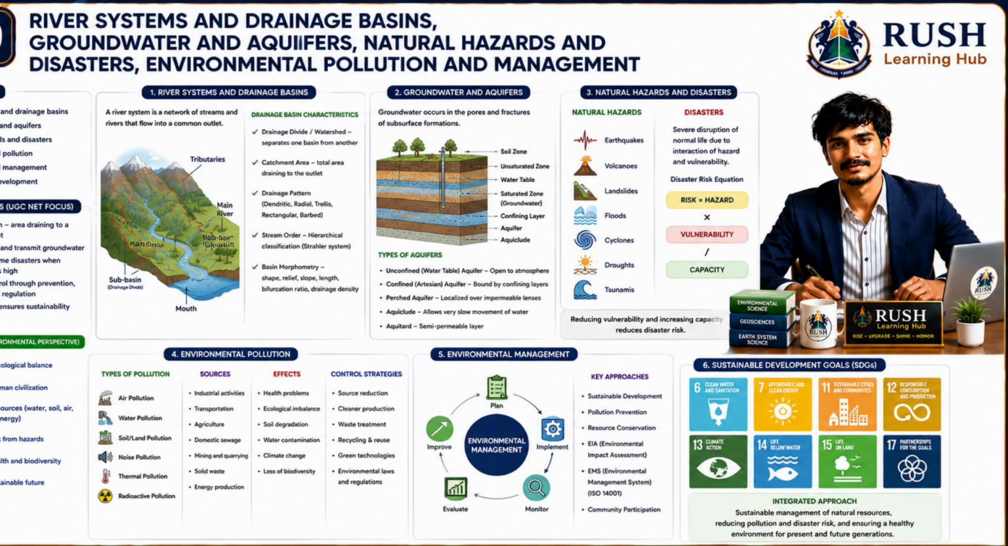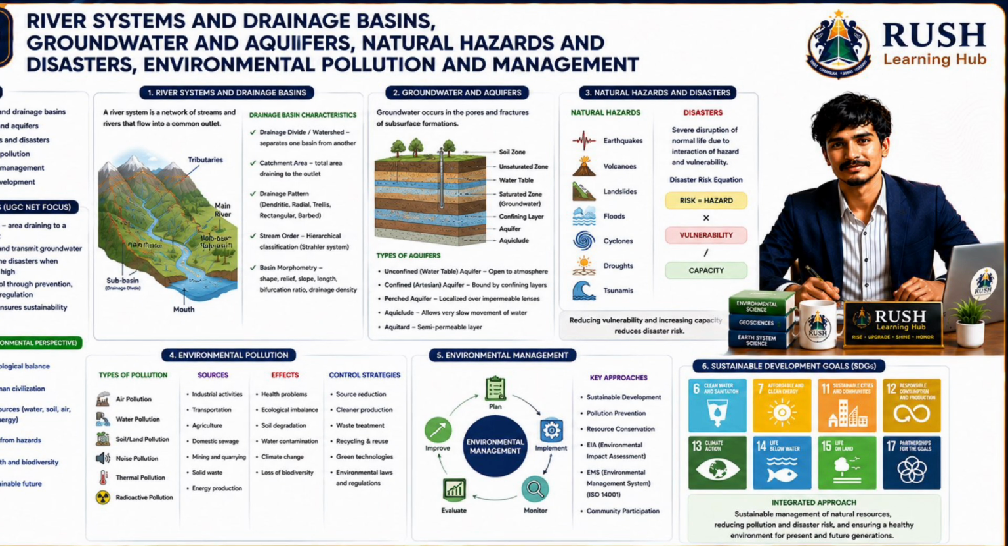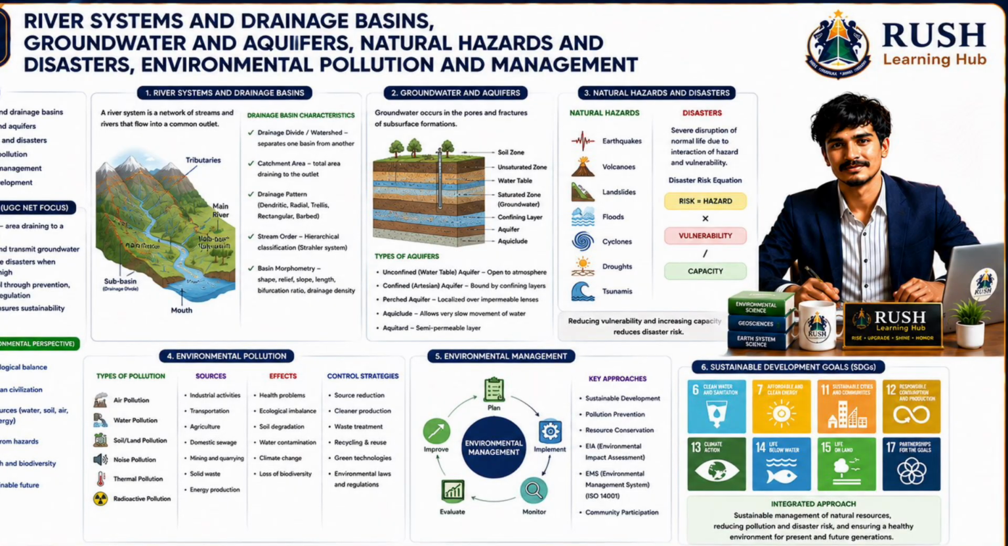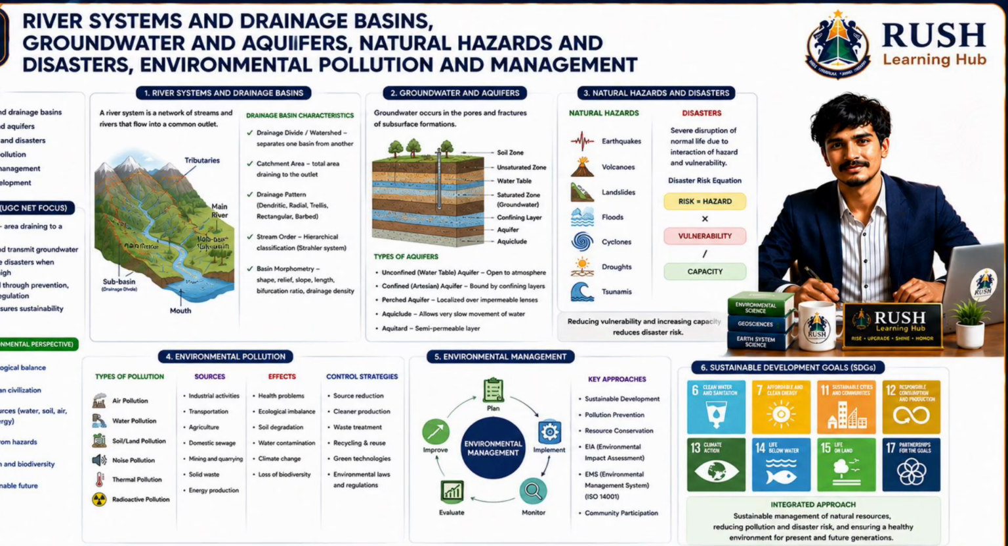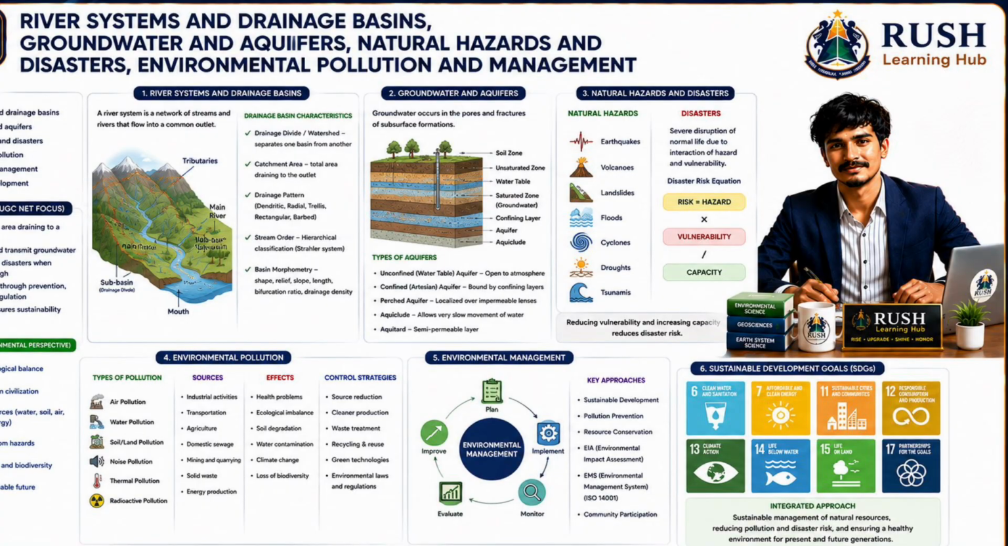According to Darcy's law, the rate of groundwater flow is directly proportional to the hydraulic gradient and the cross-sectional area and inversely related to the resistance offered by the medium. Mathematically, Q equals K multiplied by A multiplied by I, where Q represents discharge or flow rate, K represents hydraulic conductivity, A represents cross-sectional area, and I represents hydraulic gradient. Darcy's law is valid only under laminar flow conditions and homogeneous porous media.